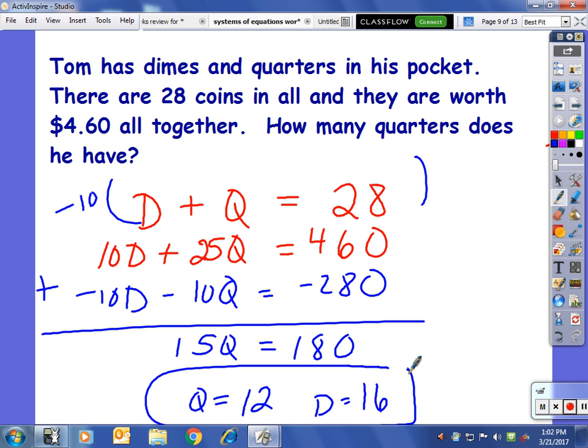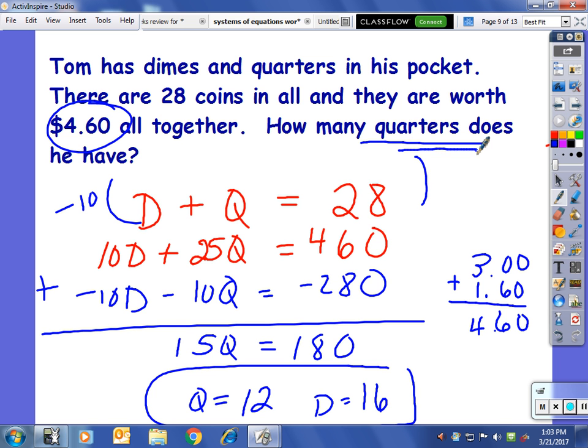12 quarters. Remember, every 4 quarters is $1, so how much is 12 quarters? $3. How much is 16 dimes? $1.60. Does he have the right amount of money that he was supposed to have? Yes, he does. $4.60.